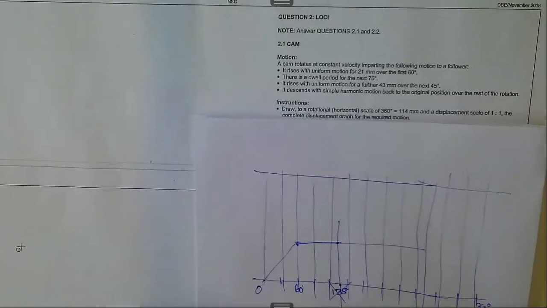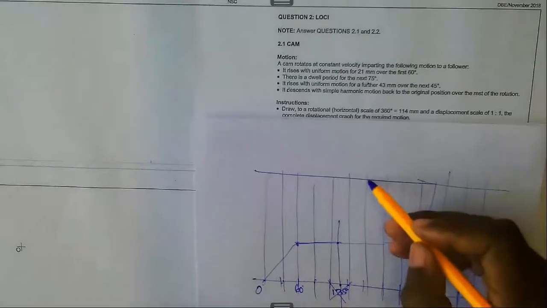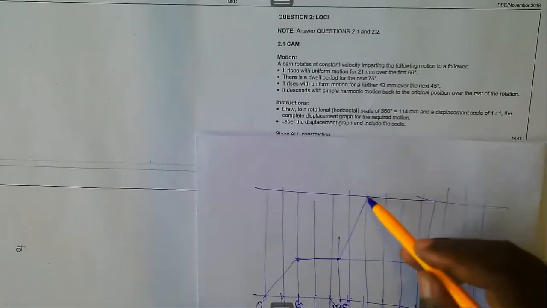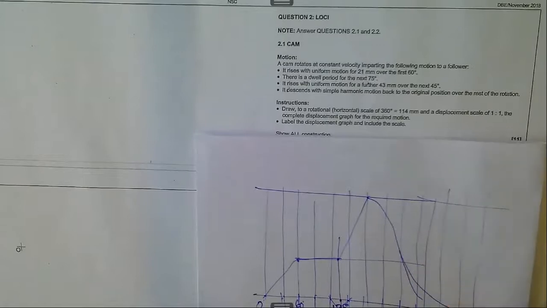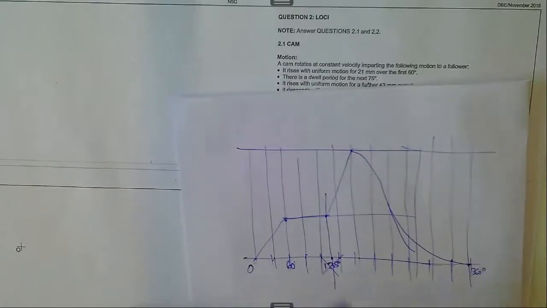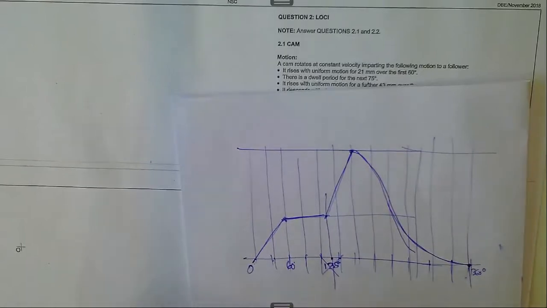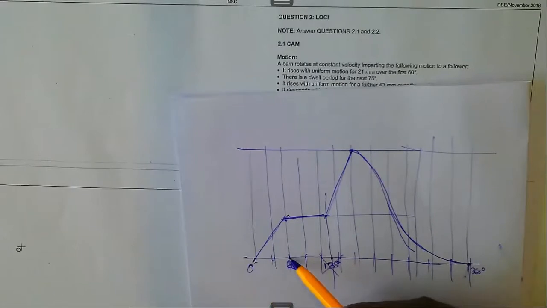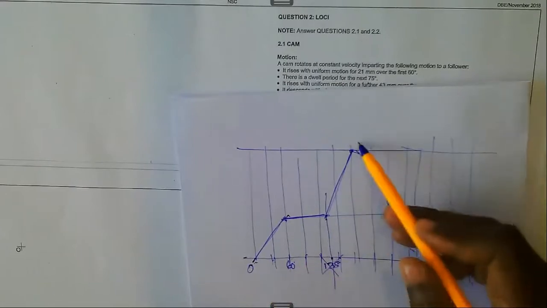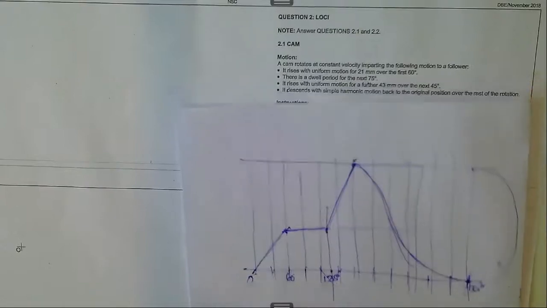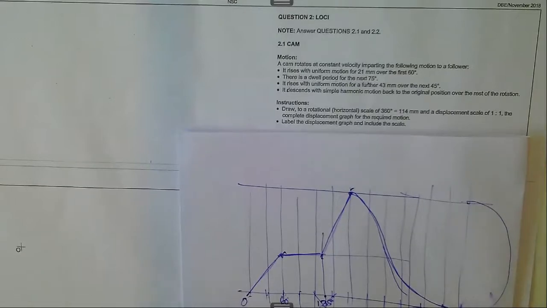Then it further rises over the next 45 degrees for 43 millimeters. So this is 90 plus 30, which means we are going to do this. Then you have got, it descends or it falls. So from here, it's going to fall up to 360 degrees. So we need something like this. This is what you need to do in terms of your understanding. You sketch, get the understanding. So from here to there, it rises with uniform velocity. From here to there, it dwells for 75 degrees, then it rises further for 43 millimeters, but then it descends with simple harmonic motion, which is a semicircle like that.